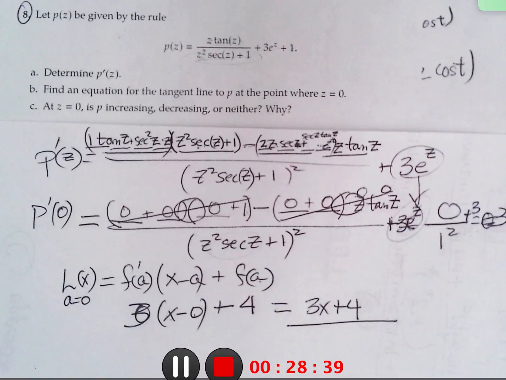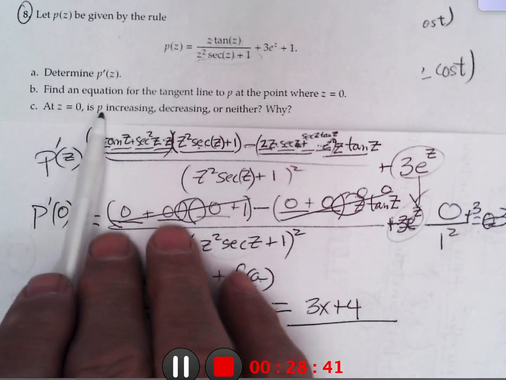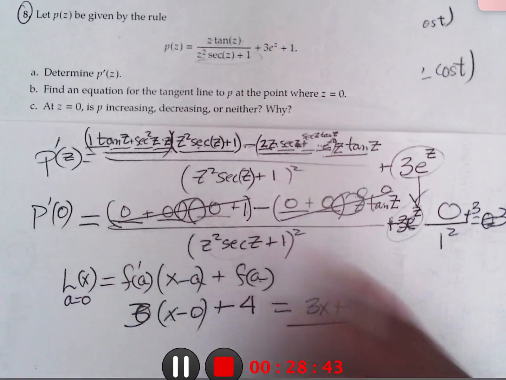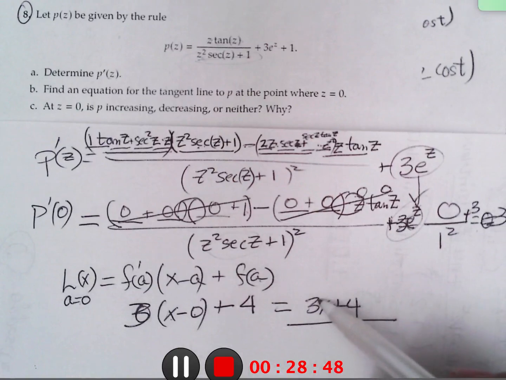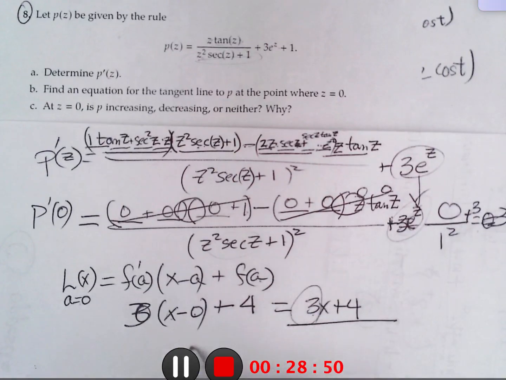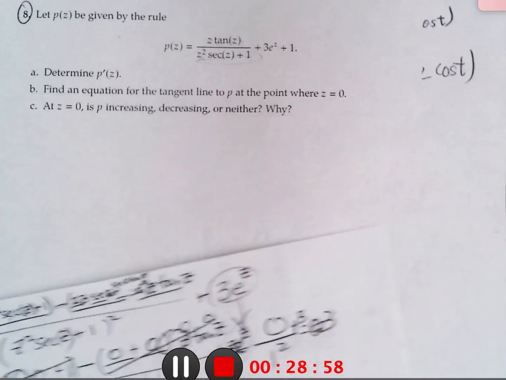So at 0, is p increasing, decreasing, or neither? At 0, the slope of the tangent line is positive 3, so it's increasing. Okay. And that was 8.